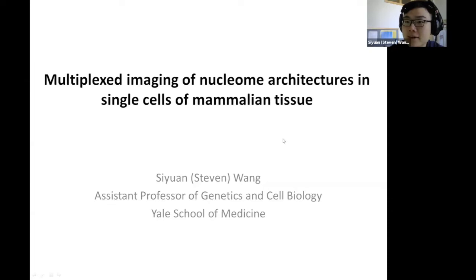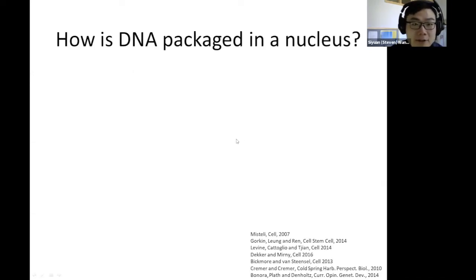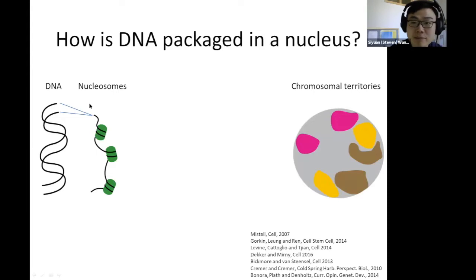Today, I'm talking about our work on the multiplex imaging of nucleome architectures in single cells of mammalian tissue. We know the interphase chromosome is spatially organized in a mammalian cell. On the first level, DNA wraps around histones to form these nucleosomes, or 10 nanometer fiber structure. And on the other end of the spectrum, individual chromosomes occupy distinct nuclear space, forming these chromosome territory structures during the interphase of the cell cycle.